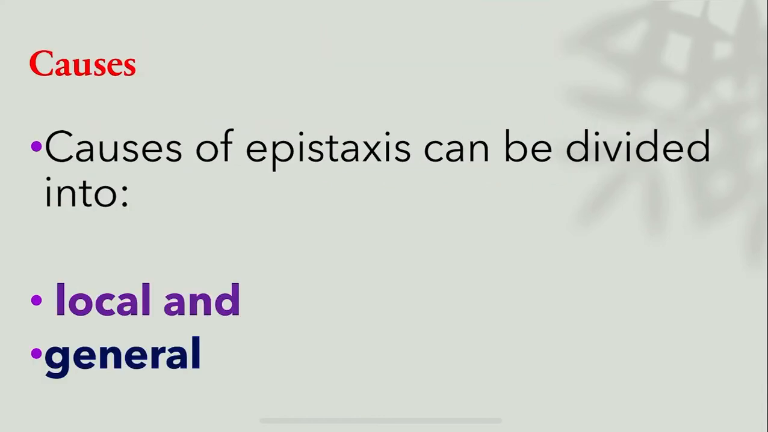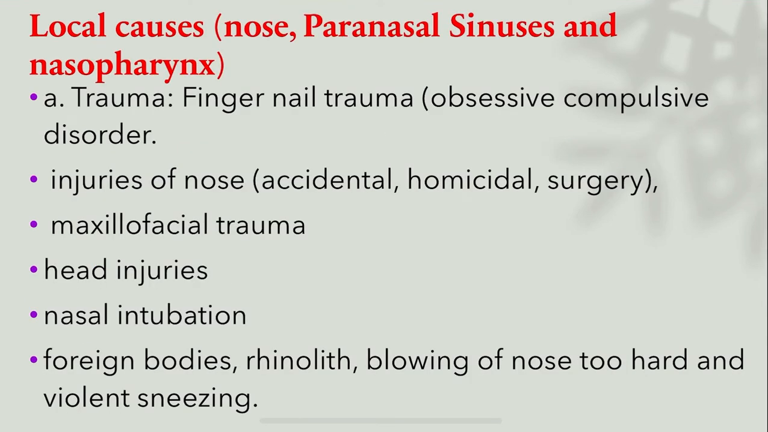We are going to deal in detail with the causes of epistaxis. The causes of epistaxis are basically divided into two types, the local causes and general causes. Starting with the local causes, which involve the nose, paranasal sinus and nasopharynx. Trauma, like I told you, fingernail trauma, obsessive compulsive disorder, which means the person keeps on repeatedly doing the same thing.